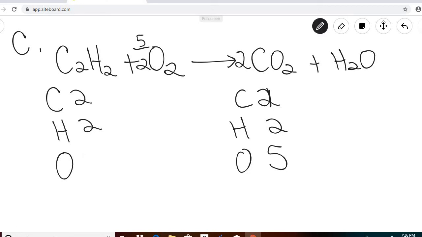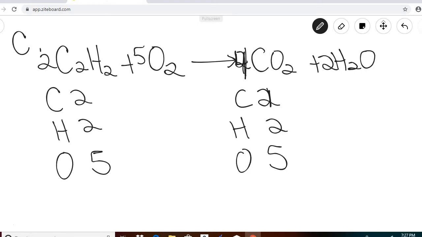However, we don't want to keep that as a fraction there, so we're going to just multiply across everything by 2. So that will make this 5. Multiply this times 2, that becomes a 4. And multiply this times 2, that becomes a 2. So it's 2 C2H2s plus 5 oxygens will give us 4 carbon dioxides and 2 waters.